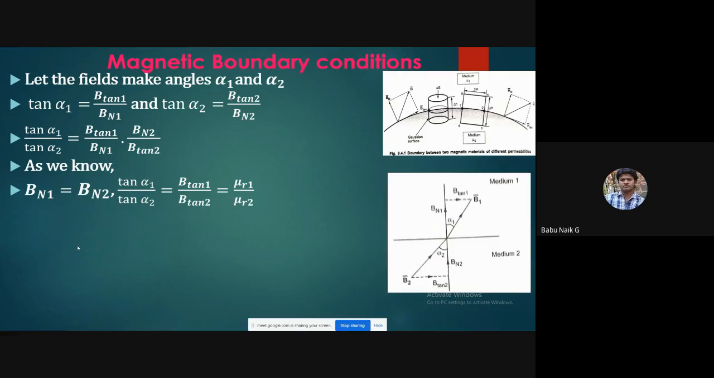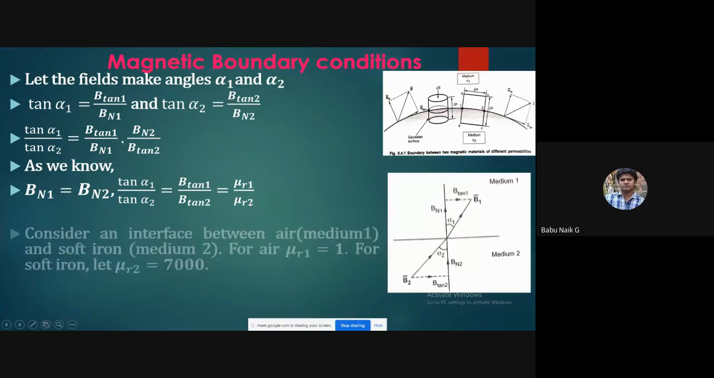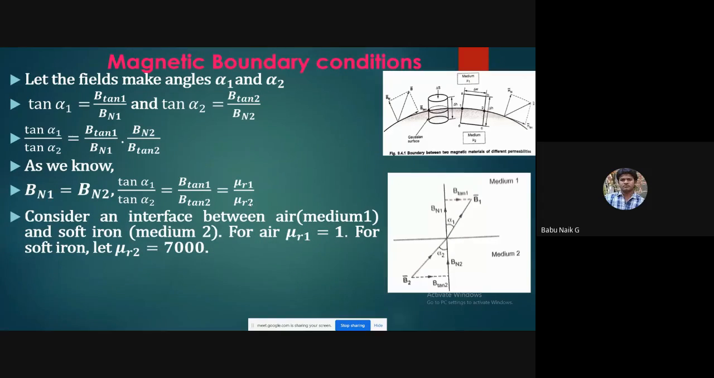Now tan alpha 1 by tan alpha 2 is equal to B tan 1 by B tan 2, which is equal to mu r1 by mu r2. Here I have given some values: mu r1 is equal to 1, and mu r2 is equal to 7,000. So in medium 1, the relative permeability is 1, and in medium 2, the relative permeability is 7,000. I have told you about the magnetic materials used in a magnet, that is paramagnet, diamagnet, and ferromagnet.